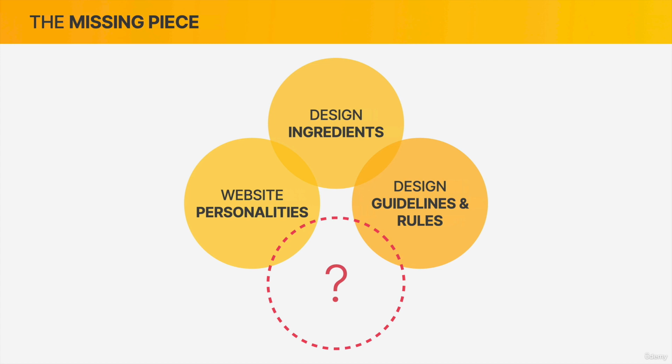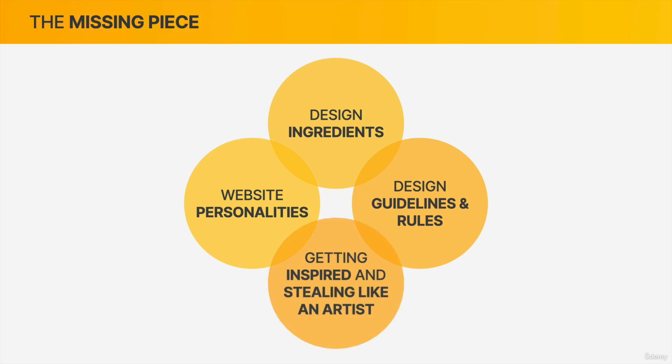So, of course, when we want to come up with a certain design, we still need to care about all the things that we talked about up until this point. So things like choosing a website personality and thinking about all the different design ingredients by using the guidelines and the rules that we learned for each of them. And all of that is really important and essential, but there is still something missing. And that missing piece, as I mentioned right in the beginning of this lecture, is basically to get inspired and to steal like an artist.